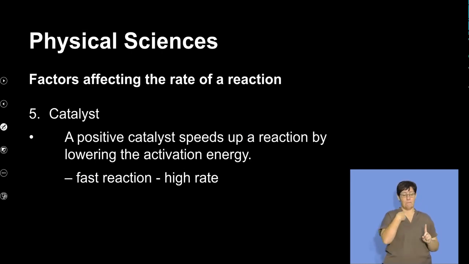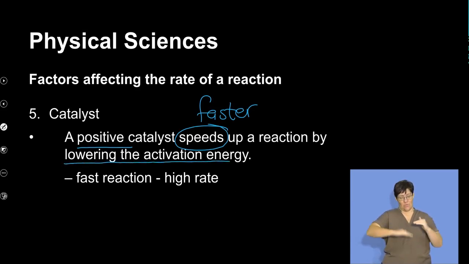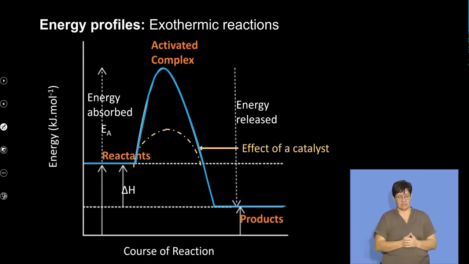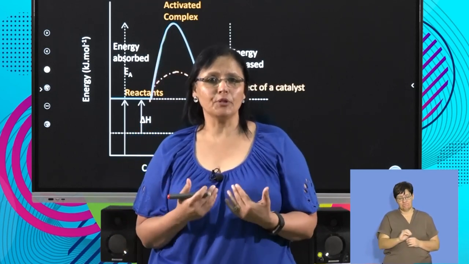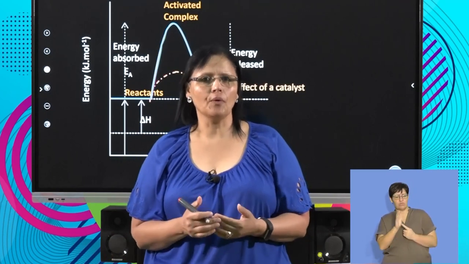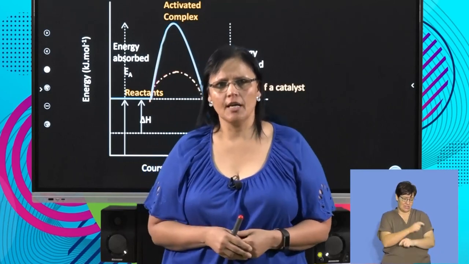When we look at a positive catalyst, a catalyst that will speed up, it makes the reaction faster, but it makes the reaction faster by lowering the activation energy. So it makes the activation energy lower, makes the reaction faster, and it is then a high rate. Now, I just want to show you the energy profile where we put in a catalyst to show you what we mean by saying decreasing or lowering the activation energy.